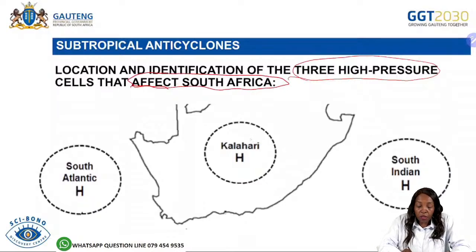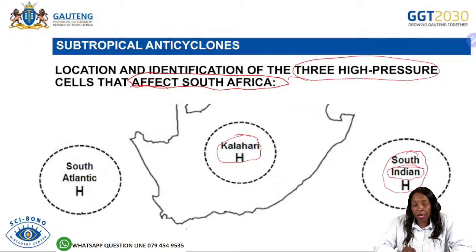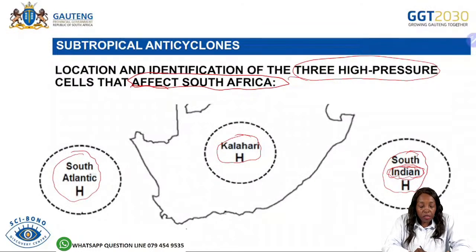In the interior of the country, what do we find? We find the Kalahari high pressure cell. On the east coast of South Africa, we find the South Indian high pressure cell. And what would guide you is the ocean over which we can identify the location of this high pressure cell. So it is over the Indian Ocean. And then on the west coast of South Africa, we have the South Atlantic high pressure cell, which is located over the Atlantic Ocean.